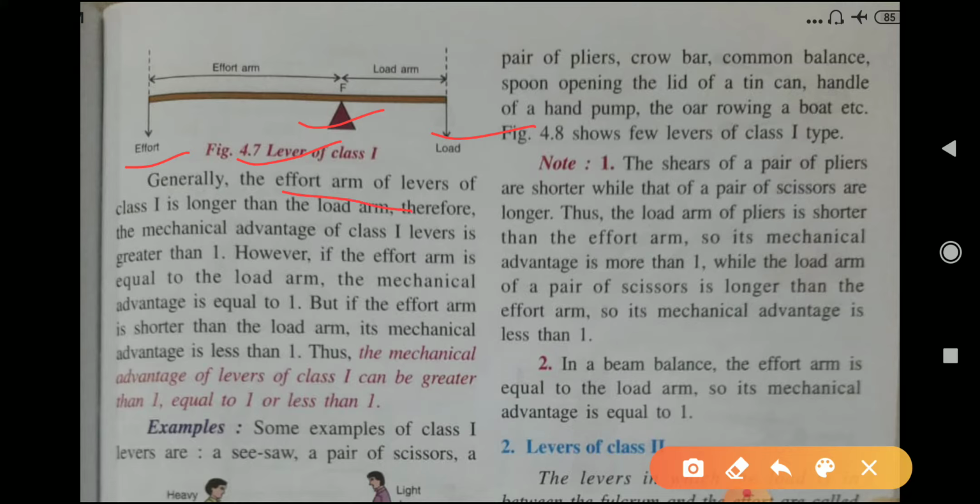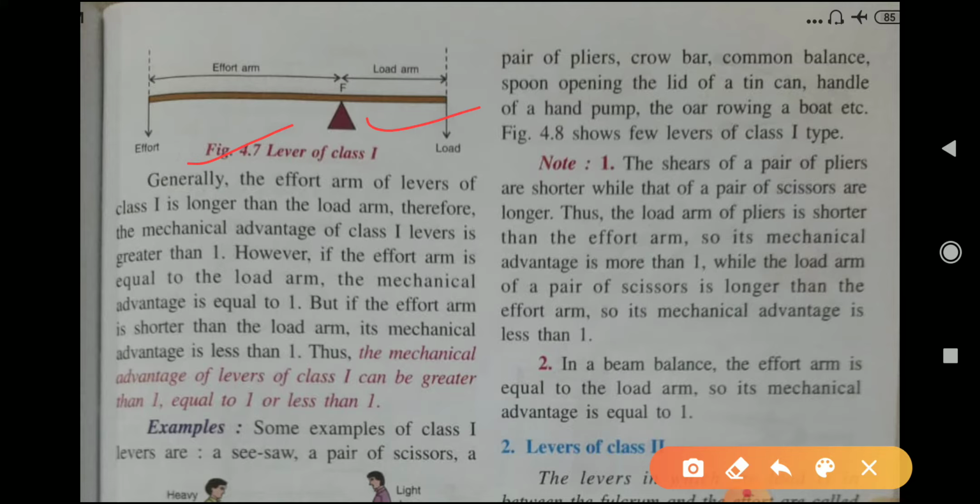Generally, the effort arm of a lever of class 1 is longer than the load arm. Therefore, the mechanical advantage of a class 1 lever is greater than 1. Means in a class 1 lever, the effort arm is greater than the load arm. Therefore, the mechanical advantage of a class 1 lever is greater than 1.